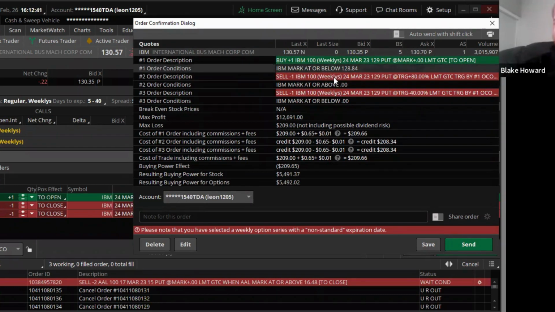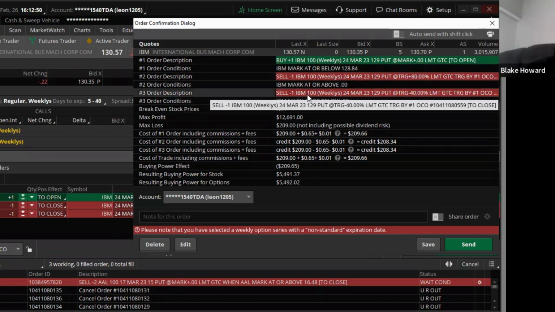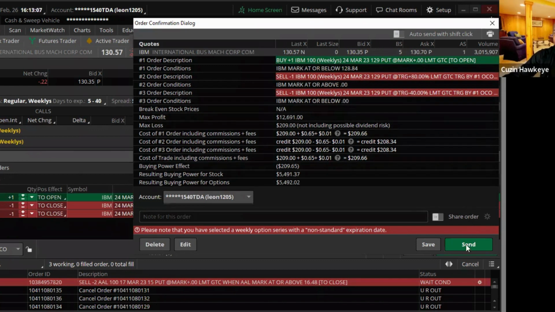Then the next one is we want to sell the put at 80% or better. And then the next red ticket is we want to sell at minus 40% if we don't make any profit. We don't want to lose any more than 40% on our money.